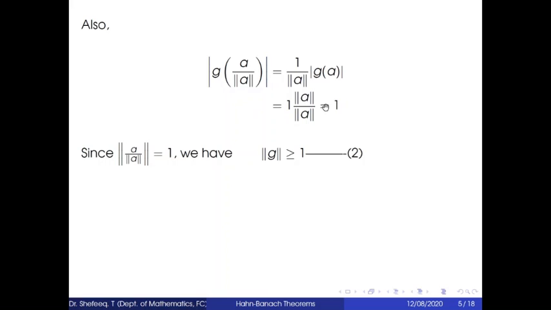Then the supremum. This may be an upper bound, otherwise there will be an upper bound, which is greater than or equal to 1. So if we take the supremum, then norm g is greater than or equal to 1. This is equation number 2. From equation number 1, norm g is less than or equal to 1, and from 1 and 2 we have norm g equal to 1.